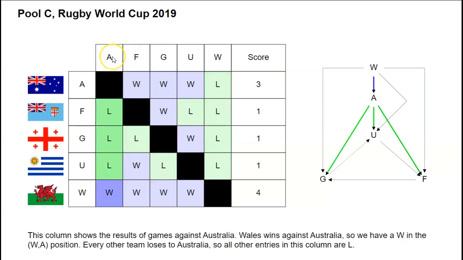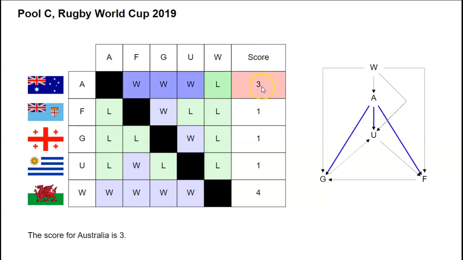In the last column here we have the score. In our mathematical treatment, we don't count goal difference or anything. The score is just the number of matches won.